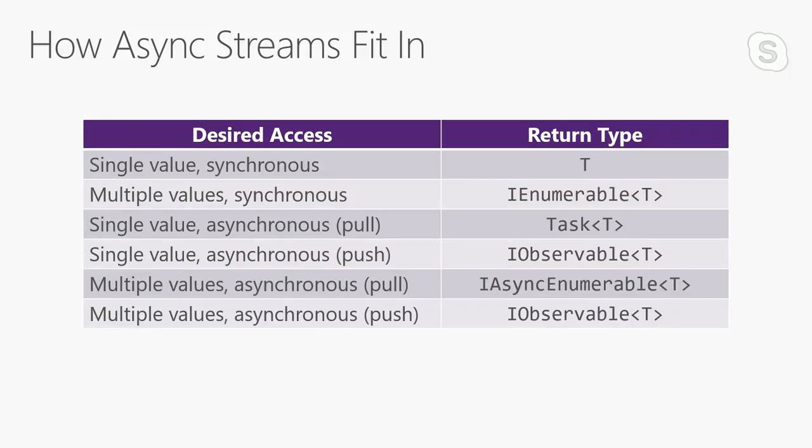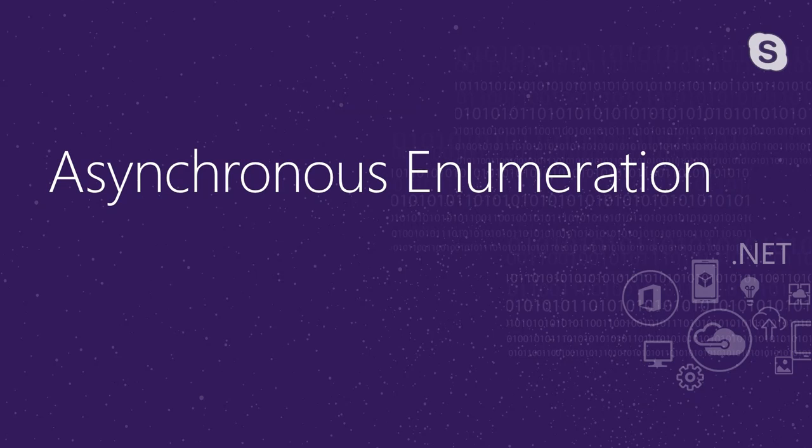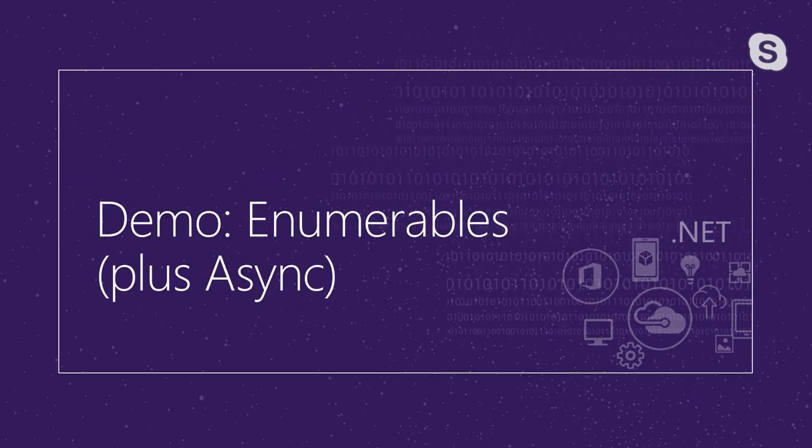When we're looking at what kind of return types to put on our methods, we have different options available based on whether we want to return multiple values or single values, and whether these are computed synchronously or asynchronously, and even in the asynchronous sense, whether we want a pull-based system or a push-based system. Asynchronous streams fit in here when we want to return multiple values in an asynchronous way that's also pull-based, which makes it easier to consume, a more natural fit for the language. So let's look ahead at asynchronous enumeration, and let's jump right into a demo.